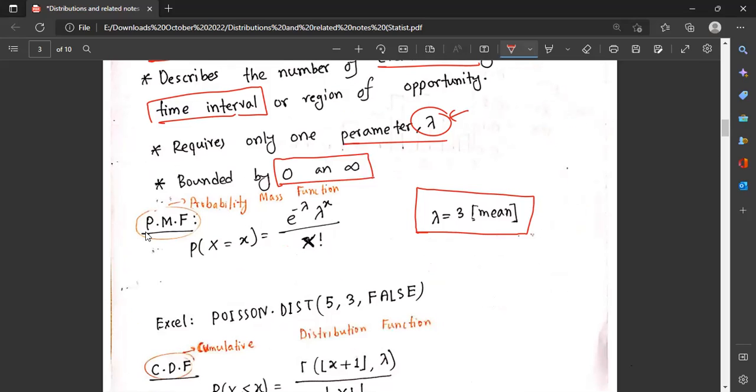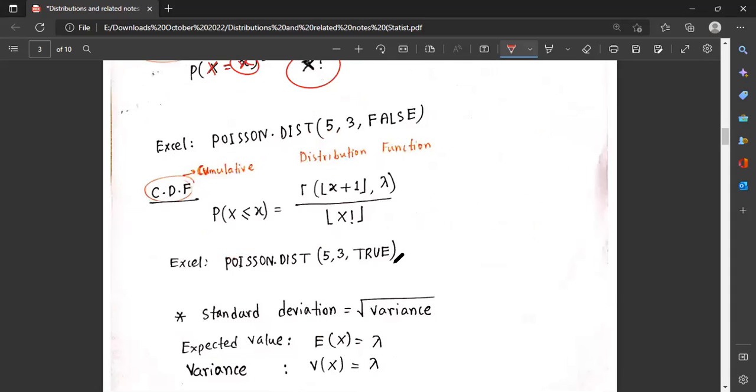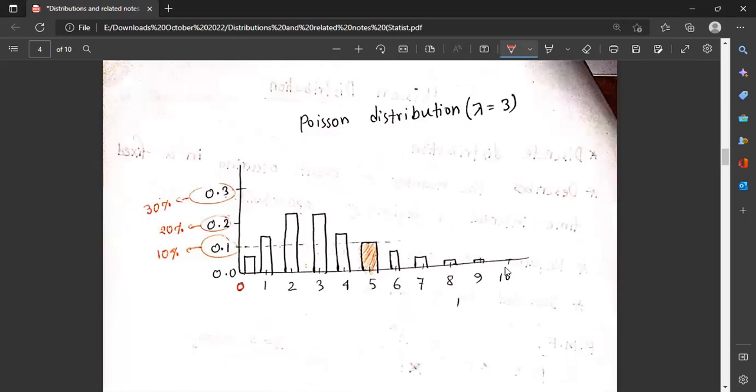So here is the probability mass function. The probability of X equal to x is e to the power minus lambda times lambda to the power x, divided by x factorial. So we will see an example. Let's say we have 0, 1, 2, 3, 4, 5, 6, 7, 8, 9, 10. We have 10 people here.